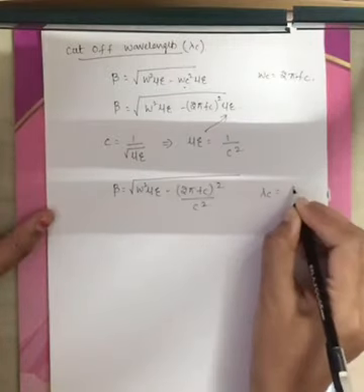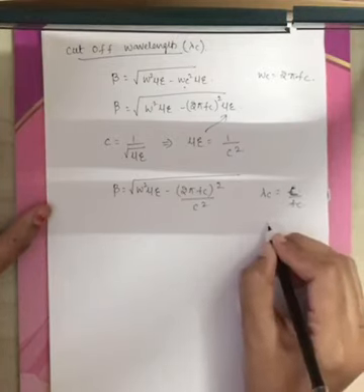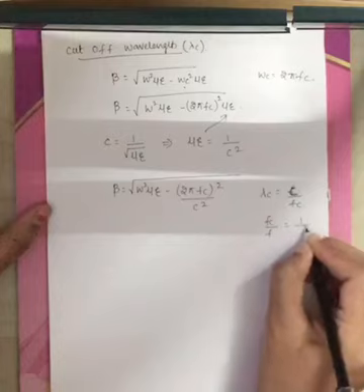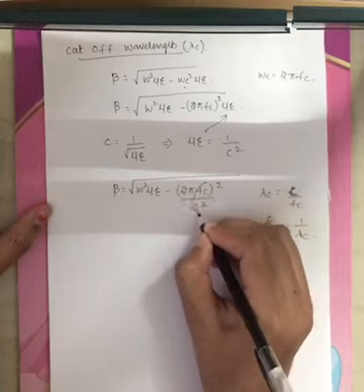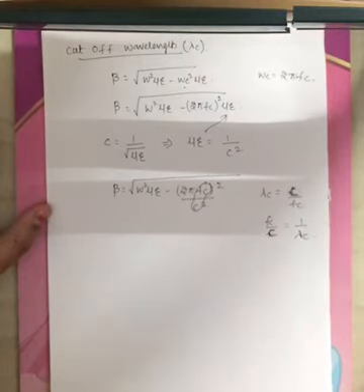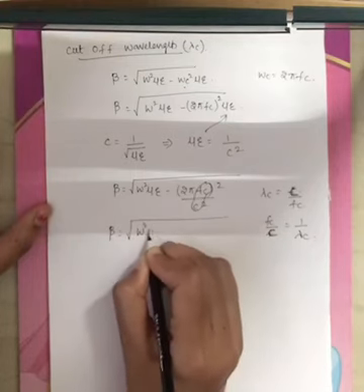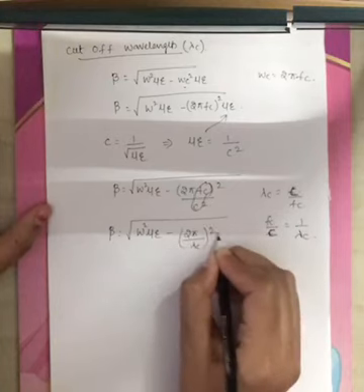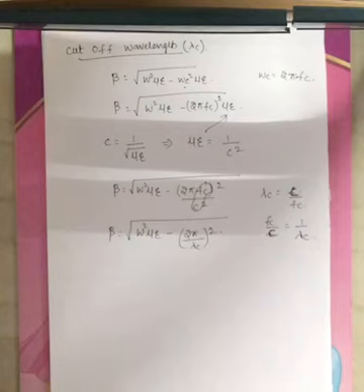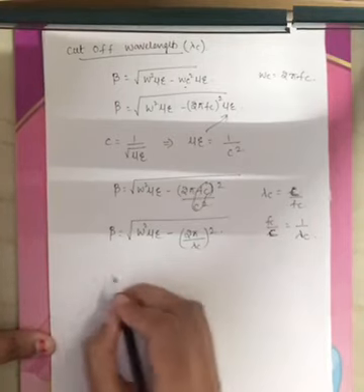Now lambda c is nothing but c by fc, right? Lambda c is nothing but c by fc. Now fc by c is nothing but 1 by lambda c. Now I can write this as beta equals under root of omega square mu epsilon minus (2 pi by lambda c) whole square, since fc by c is 1 by lambda c. From this expression you are getting this equation finally.